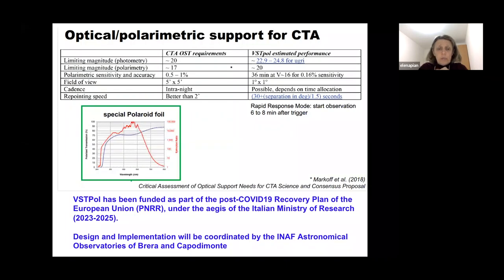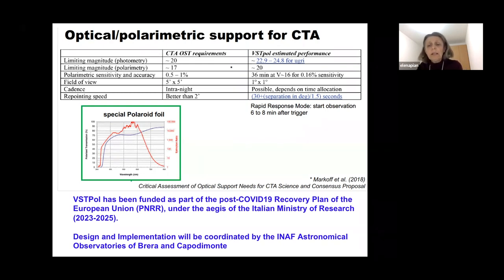So far VST has been around for a long time, and it has done a lot of survey work with OmegaCam, which is an optical total light camera with various filters. The idea is to fit the VST with a polarimetric large field camera, and possibly to install also a rapid response mode, to allow the telescope to respond to very fast alerts in a very rapid time, just like the VLT. So in a matter of minutes.